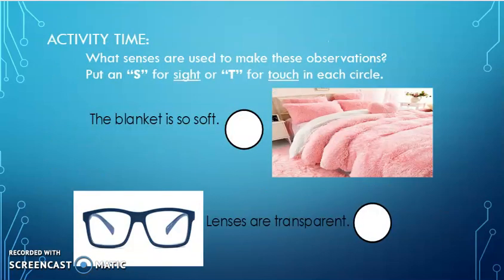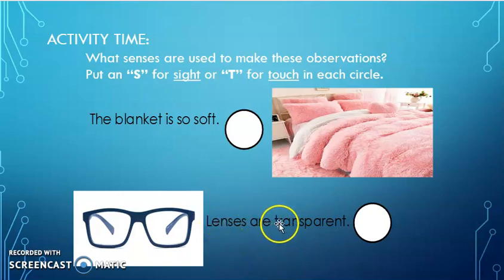Let's have now some activity. Here, what you are going to do is put S for sight and T for touch in each circle. What senses are used to make these observations? So you will be given 5 observations, and you're going to write S if you use sight and T if you use touch. Number 1, the blanket is so soft.